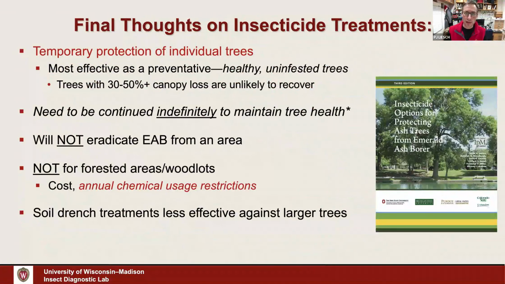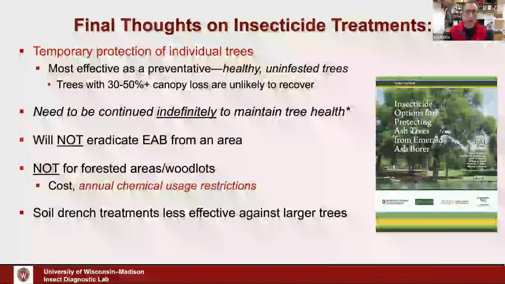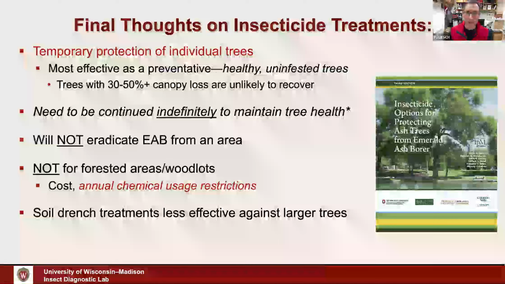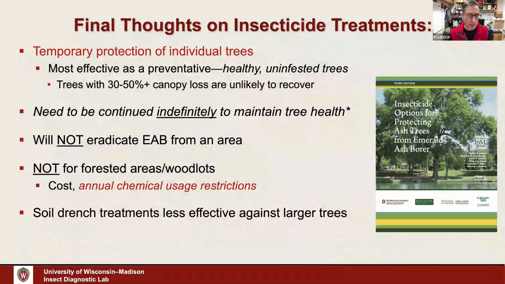Now, a couple final thoughts on insecticide treatments. I really want to emphasize that these treatments are not one and done. This is a temporary protection of individual trees. So you are going to have to continue on an annual basis for most treatments, or for those trunk injections about every other year or every third year, treating those trees indefinitely for the lifespan of those trees.